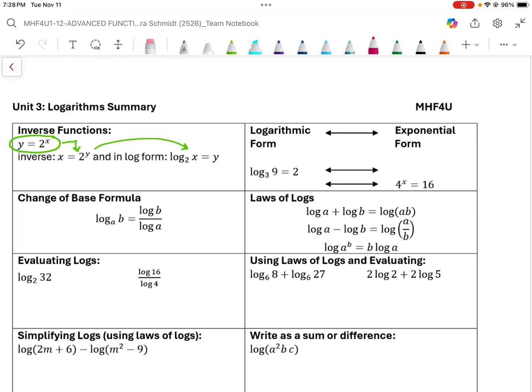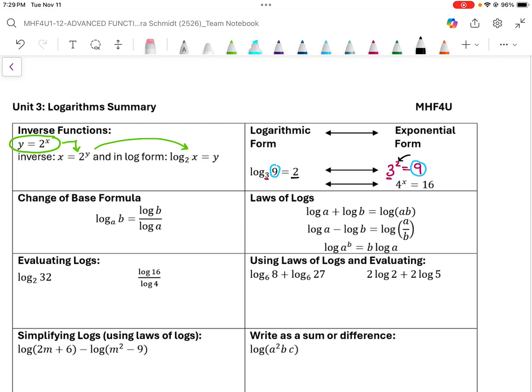We also talked about transitioning from logarithmic form to exponential form. So if you had a log base 3 of 9 equals 2 and you wanted to switch that into exponential form, you could rewrite that as 3 to the power of 2 is equal to 9. So the base of the logarithm is also the base of the exponential function. The argument of the logarithm becomes the answer to the exponential equation. And then the exponent of the exponential form is the answer in the log.